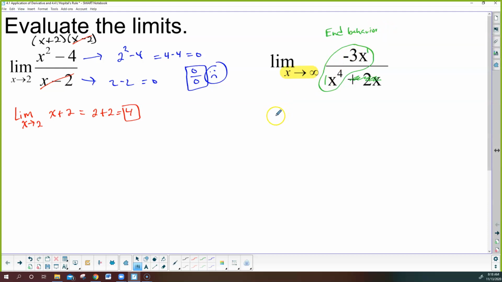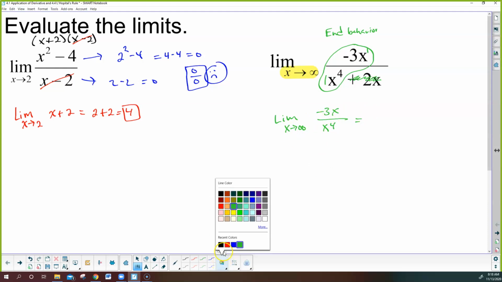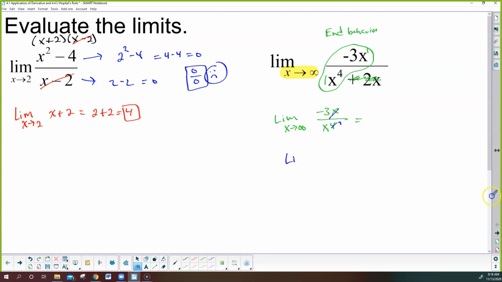All right, so we're dealing with the end behavior, which allows me to get rid of, I think I actually refer to it as fluff, any of that extra stuff. Because now what happens if I plug in infinity? Well, I can't plug in infinity right away, but this monomial over a monomial allows me to reduce out a value of x from top and bottom. So the actual limit is -3 over x to the third. I just got rid of an extra x value here.